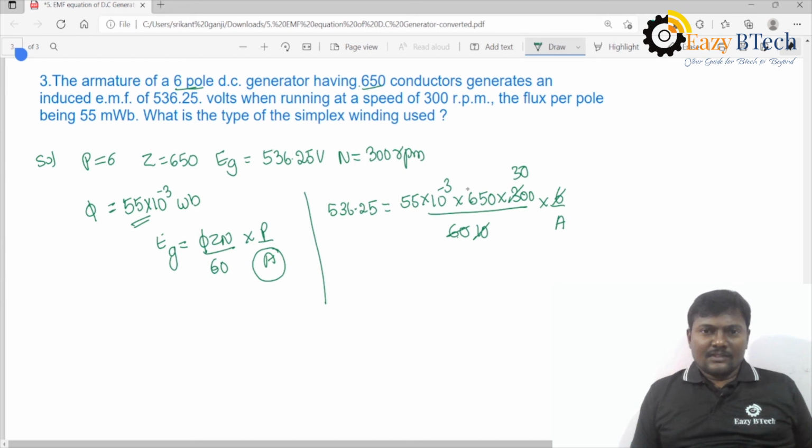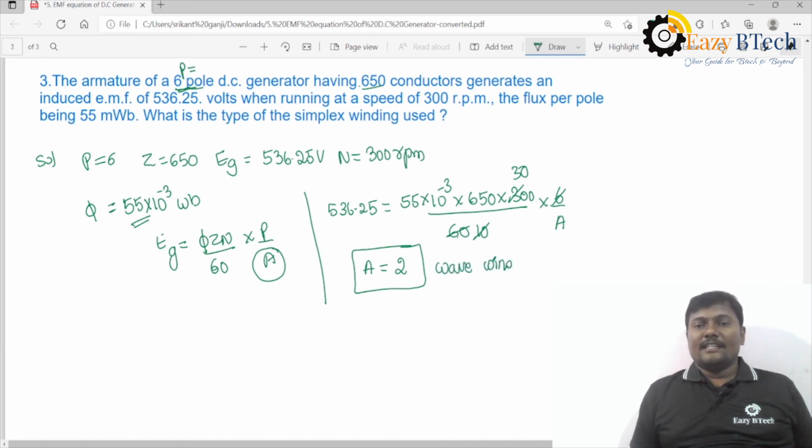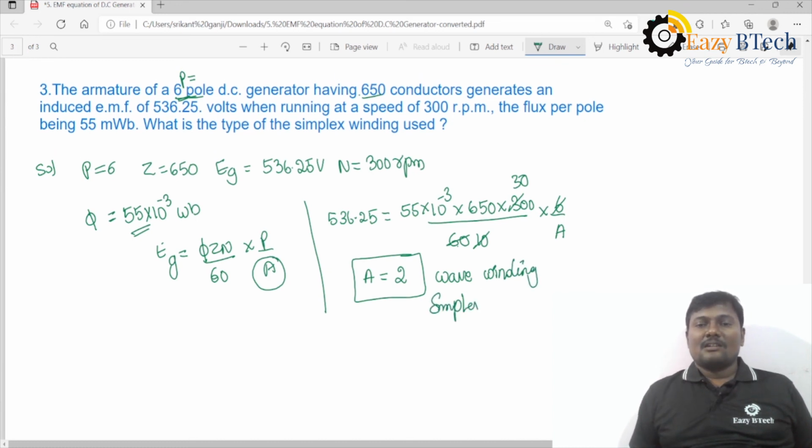So after that, solving the numbers, you get the answer A is equal to 2. The number of poles is 6, but I got the number of parallel paths as 2. Tell me, students, what is this? This type of winding is called wave winding, that means simplex wave winding.